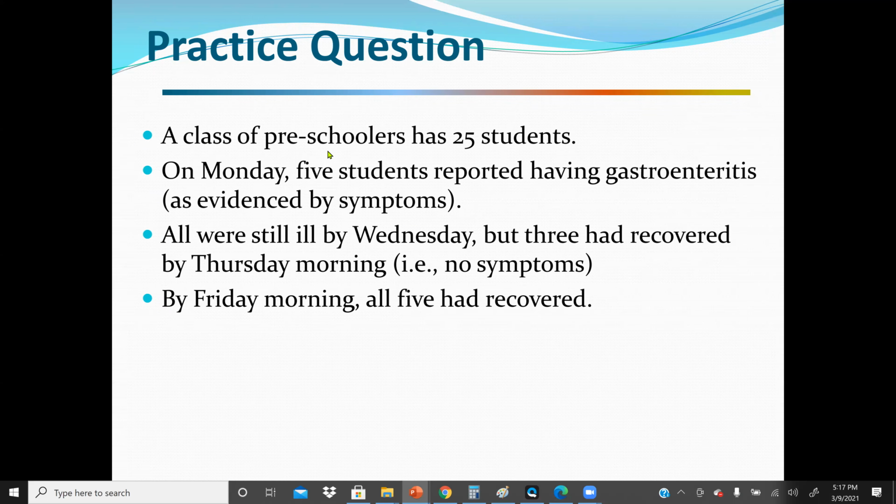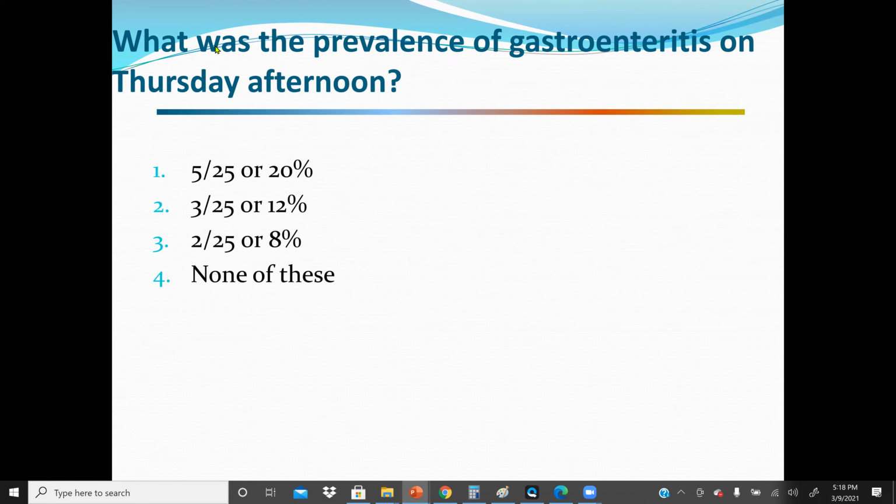Now, a class of preschoolers has 25 students. So our population will be 25 students. On Monday, 5 students reported having gastroenteritis. All were still ill by Wednesday, but 3 had recovered by Thursday morning, with no symptoms. By Friday morning, all 5 have recovered. Now the question is, what was the prevalence on Thursday afternoon?